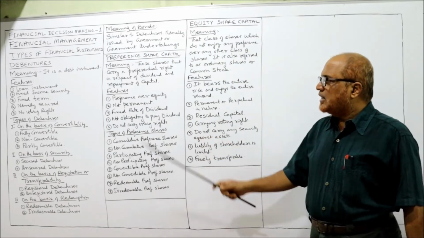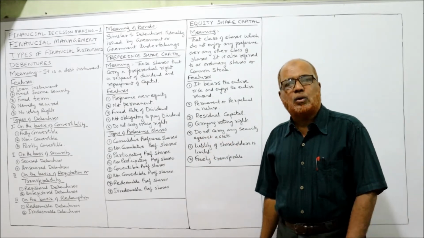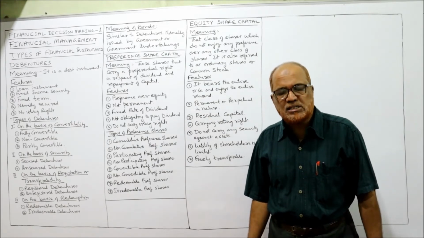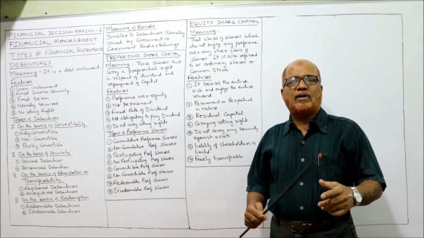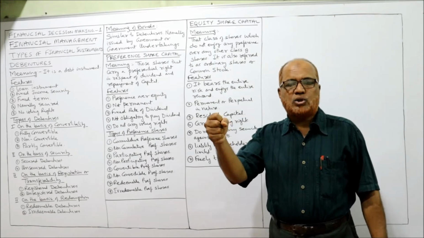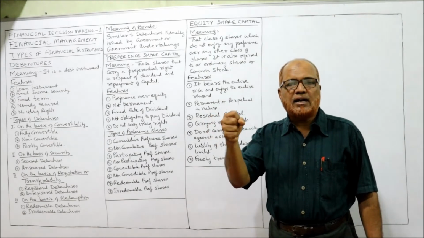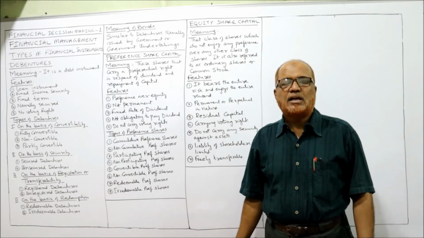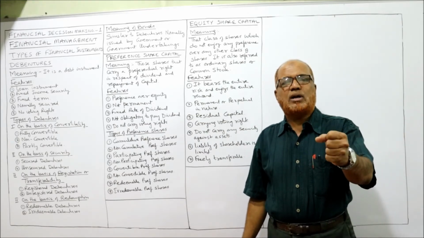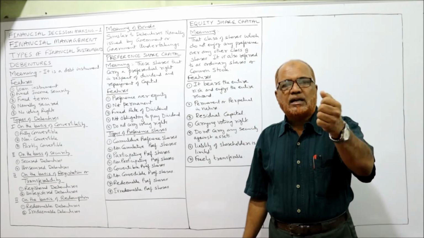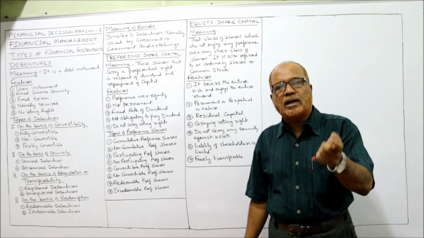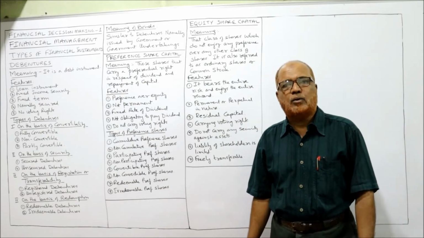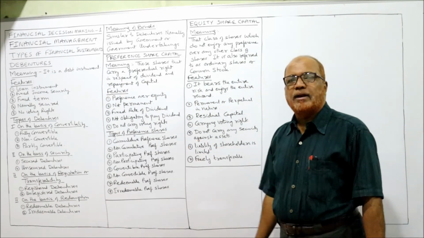What are the features? The first, preference over equity. The very first feature of preference share is the preference shareholder will have a right to get the dividend before any dividend is paid to equity shares. Secondly, the preference shareholder will have the right to get their capital back on liquidation before any capital is returned to equity.